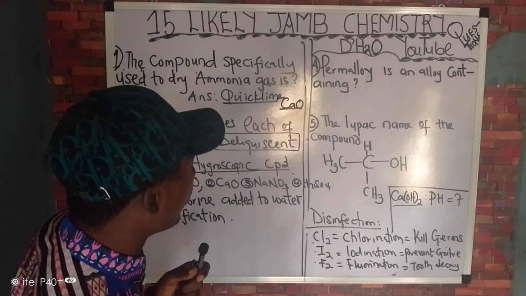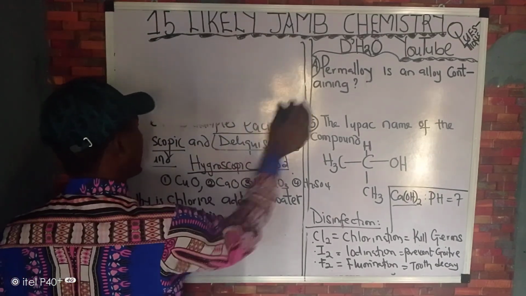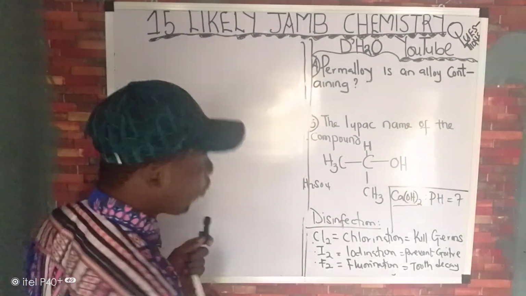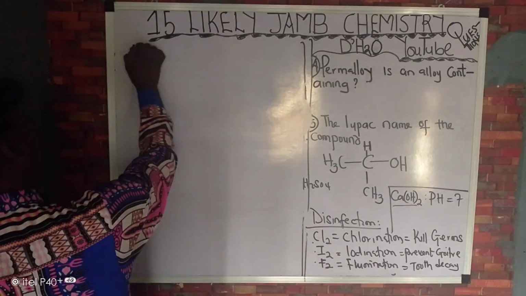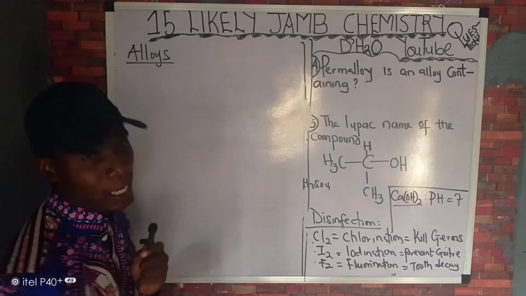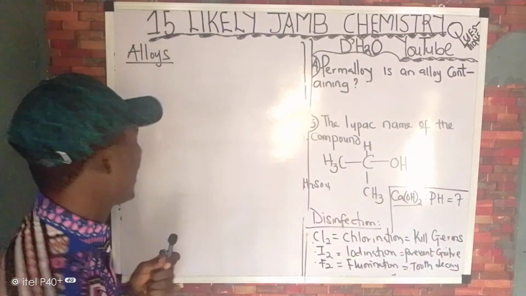Permalloy is an alloy containing what? Let's clean this out of the board so we have space to answer that question. Remember, there's what we call alloys. What are alloys? Alloys are mixtures of two or more metals. When you combine two metals together, it forms what we call an alloy.